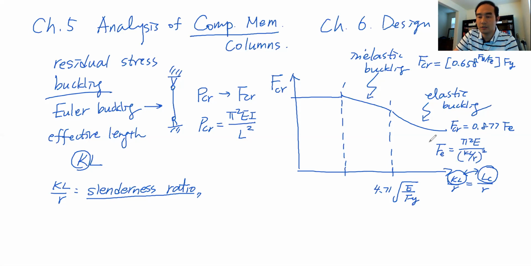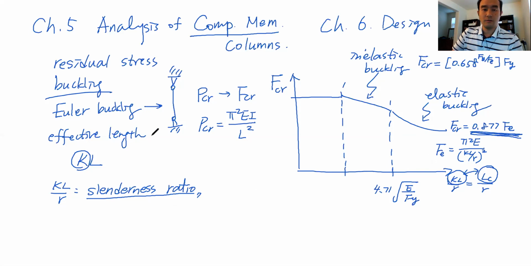As you can see, this Fe is not a function of the strength of the material. It is just a function of the Young's modulus, which is the stiffness. So if you decide to use a high strength material, but your column is within this elastic buckling range, that is not good, because you don't get any benefit from spending more money on a higher strength material; it doesn't really affect the capacity. So anyway, the slenderness ratio is really important. It will determine which case, which equation, you are going to use.